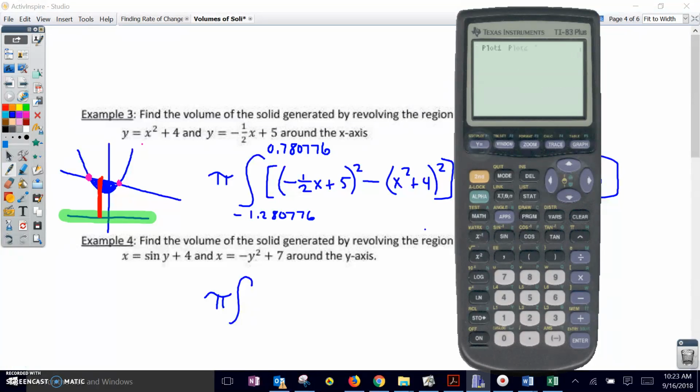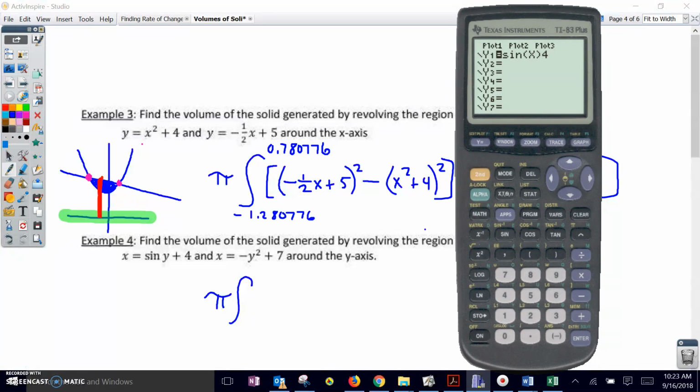So I'm going to go in here and graph the inverses of these functions. I'm going to graph y equals sine of x plus 4, and y equals negative x squared plus 7. And this is a handy trick to help me find the limits of integration and which curve forms the outer radius and inner radius, etc.